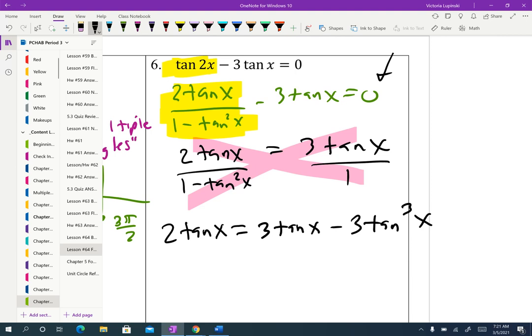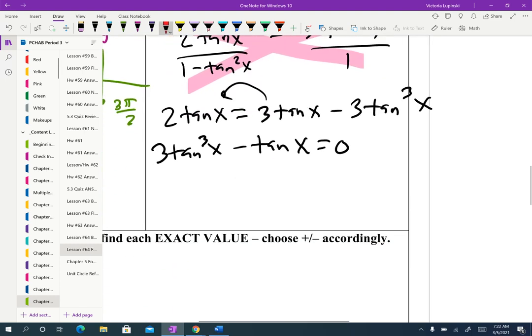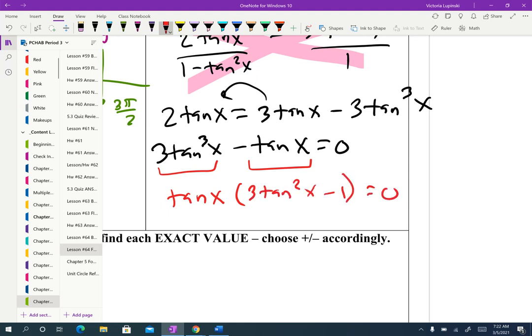Then hopefully from here, you realize that again, it's a tangent party, but now I don't have any fractions and I don't have any multiple angles. So I'm going to put everything on the same side, the left side preferably. I'm going to add the 3 tangent cubed, which makes it positive. I'm going to subtract this 3 tan from 2 tan, and that's going to give me a negative 1 tan. Then hopefully it makes sense that I'm going to factor the GCF out of both pairs. All I can factor out is a tan x. That's going to leave me with 3 tan squared x minus 1 equals 0.